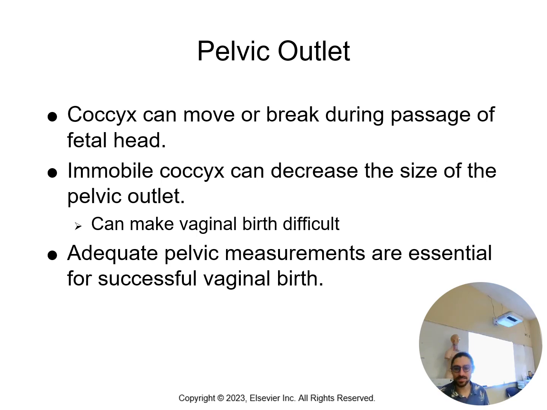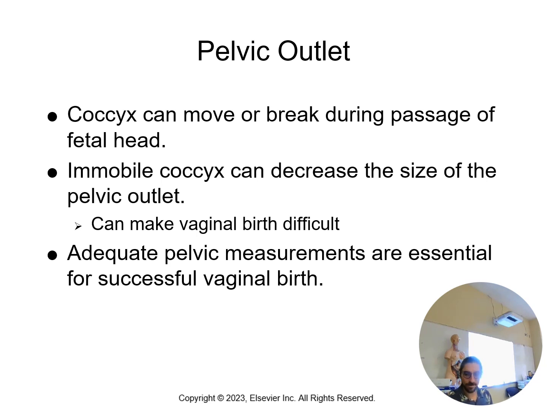Pelvic outlet. The coccyx can move or break during the passage of the fetal head. That's your tailbone. An immobile coccyx can decrease the size of the pelvic outlet. It's essentially stuff that's stiff, means it's not going to be as accommodating for flexibility. So it's going to kind of hold it and keep it stiffer.